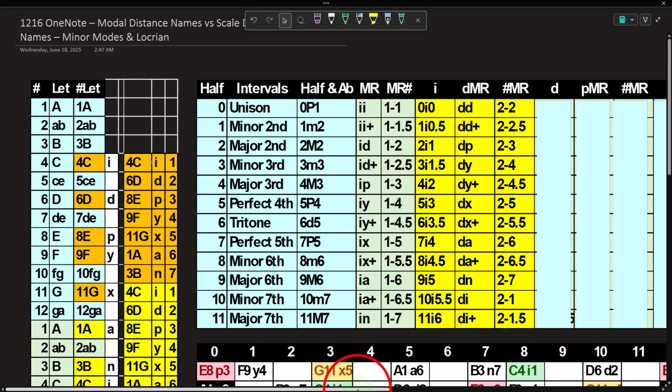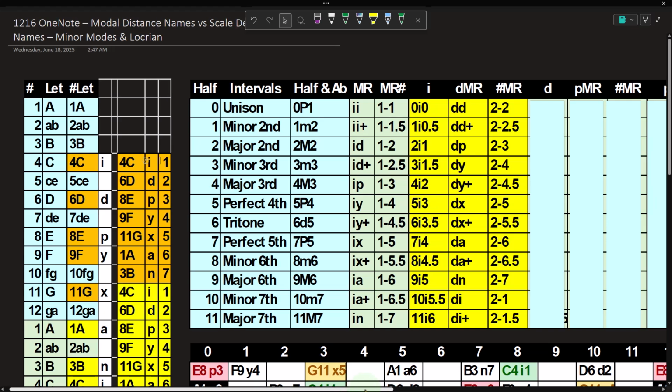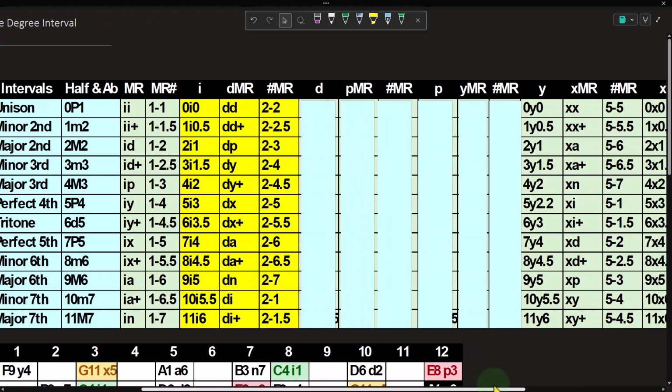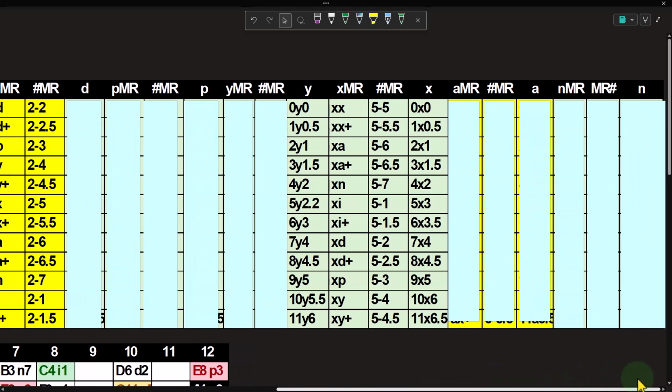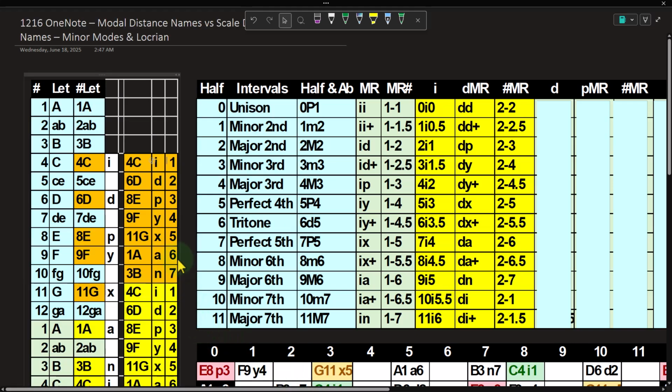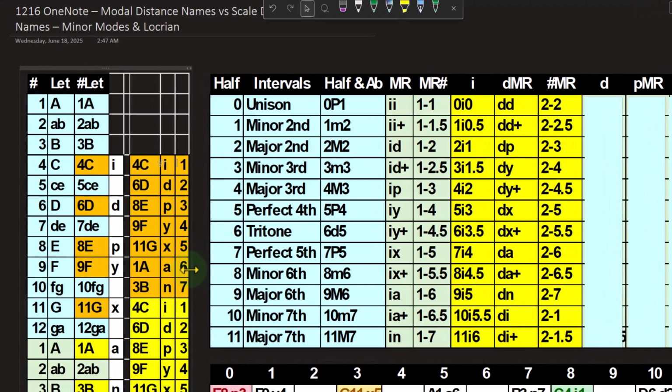All right, now we're going to go to the minor modes. Now in the minor modes, we're going to be looking first at the Aeolian. The Aeolian, you can see, is actually the 6. Why am I starting with the Aeolian? Because the Aeolian is the main minor, or the minor scale. Now you might ask, why is it the main minor?